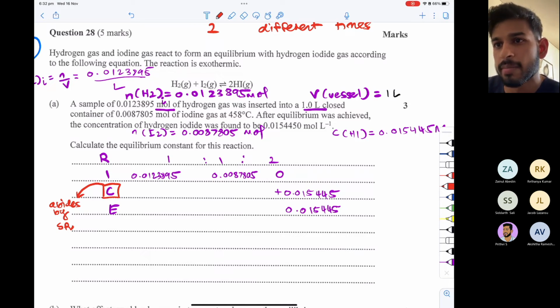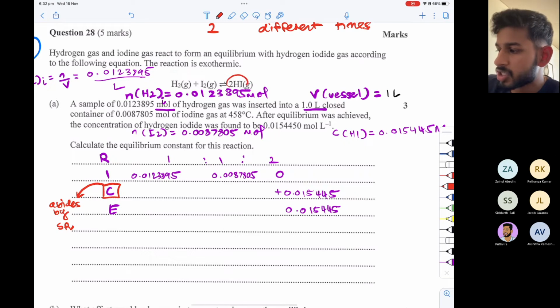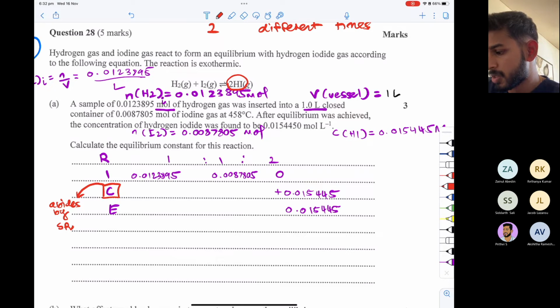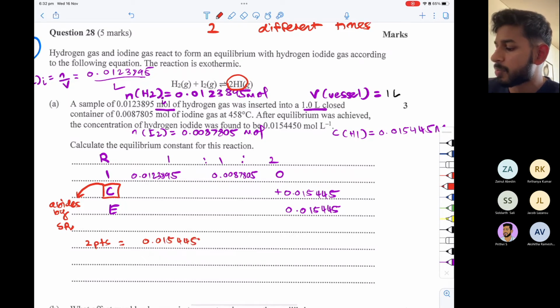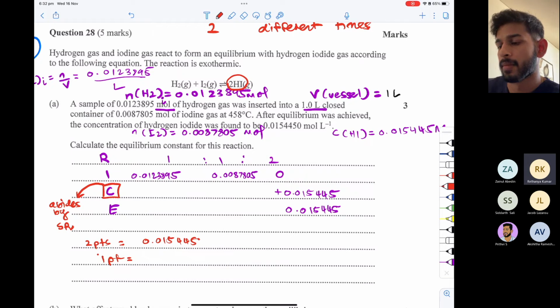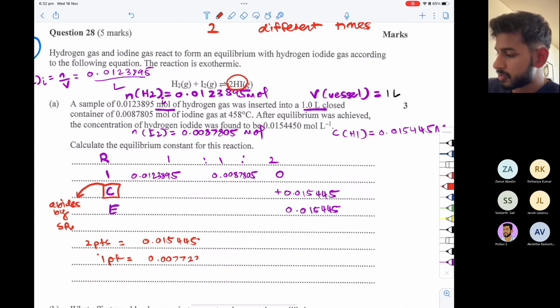Now, Rithania, what number is in front of hydrogen iodide in our stoichiometric ratio? 2. Good. So you're going to write 2 parts in my cooking recipe. Your stoichiometric ratio is 0.015445. So Rithania, how much is 1 part in your calculator? Can you tell the rest of the class when you get it? It's 0.0077225. 77225, right?